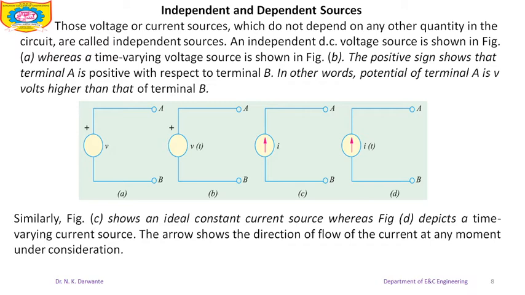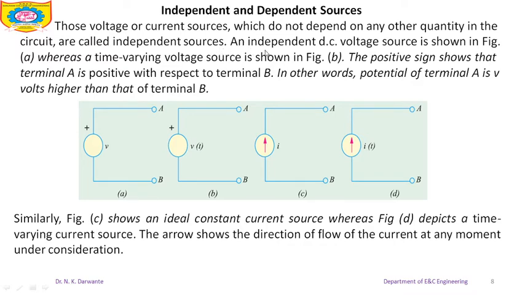Now today we will see the difference between independent and dependent sources. This is applicable to both the voltage sources as well as the current sources. Then the voltage or current sources which do not depend on any other quantity in the circuit are called the independent sources. It means the output of that source, that may be the current source or voltage source, does not depend on any third parameter.